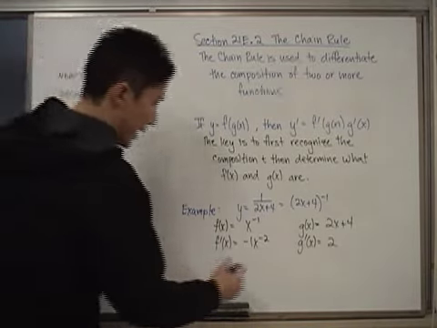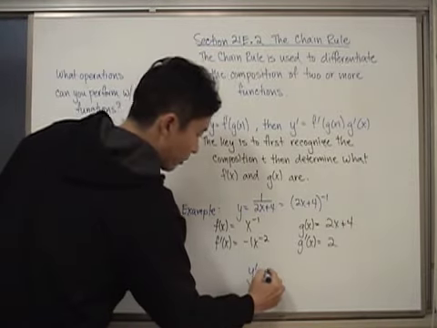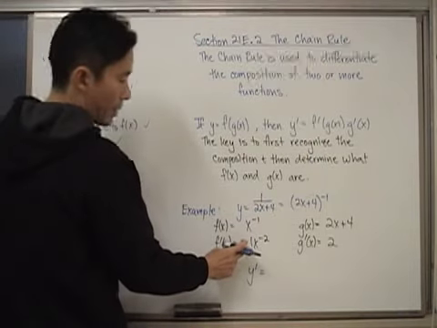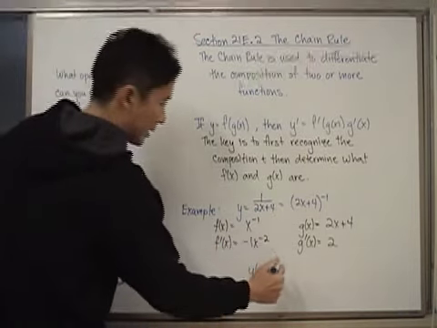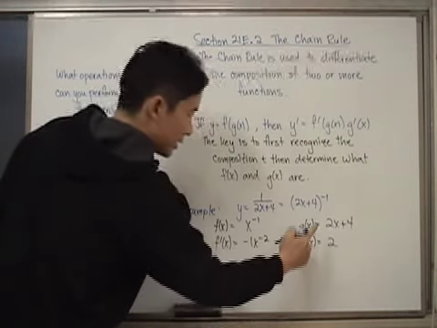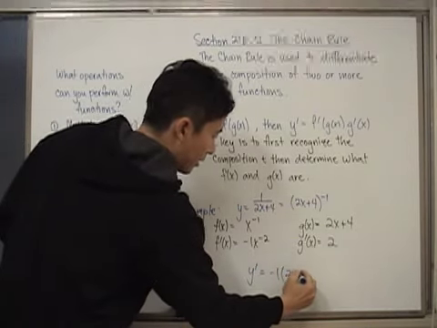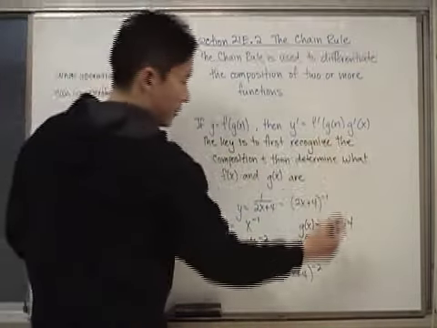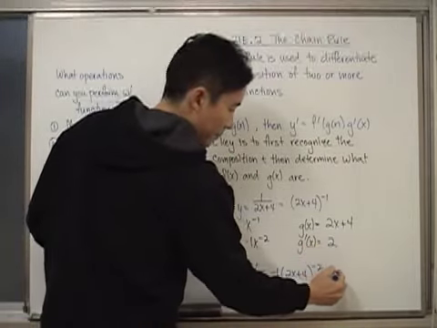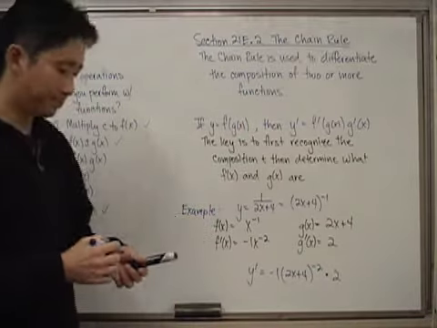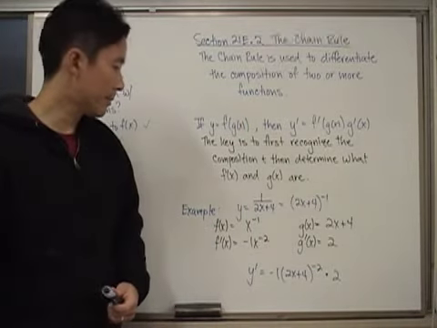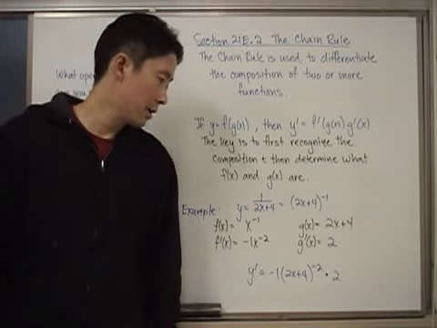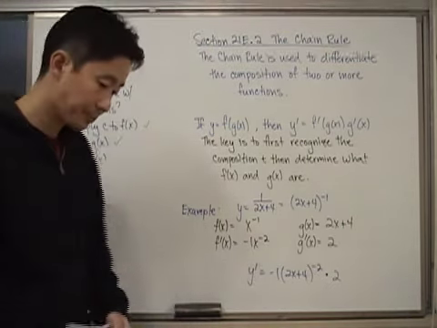So now I can very easily determine again what y prime is. Following this rule here, it is f prime of g of x, so that's negative 1 times the quantity 2x plus 4 to the negative 2, and then I multiply it by g prime of x, in this case, which is 2. Okay, and there you go. So if I multiply that out, I would come up with negative 2 times the quantity 2x plus 4 raised to the negative 2 power.